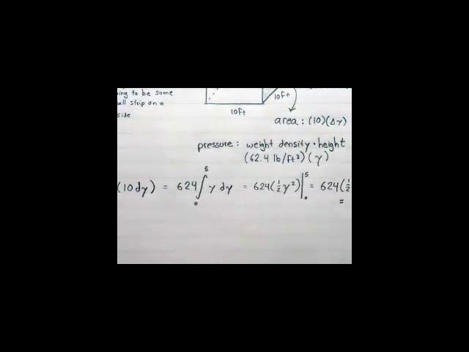7,800 what? We're talking force, and we're in the English system this time. So how do we measure force in the English system? Pounds, right? There's 7,800 pounds of force acting on that side of the container.